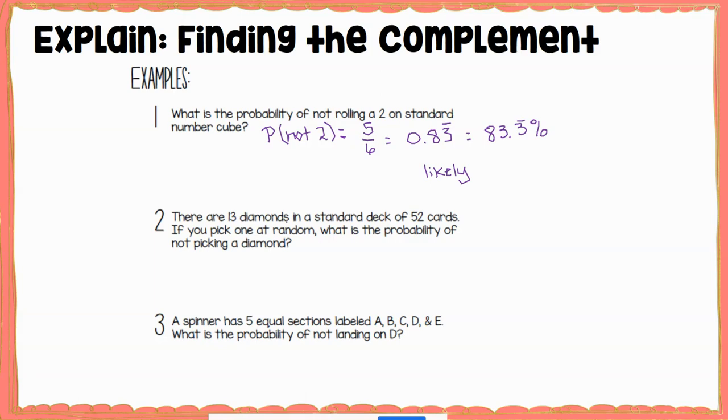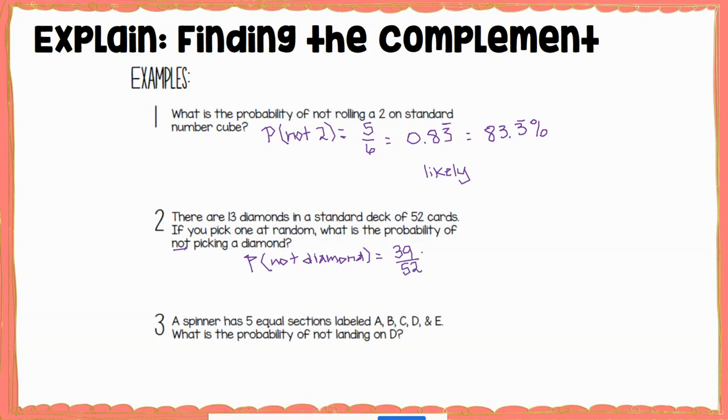Number 2 says there are 13 diamonds in a standard deck of 52 cards. If you pick one at random, what is the probability of not picking a diamond? So to figure out how many are not diamonds, you know that you have 52, but we don't want to look at the 13 that are diamonds. So we could do 52 minus 13, which would give us 39. So the probability of not choosing a diamond is that there are 39 cards that are not diamonds out of 52 total cards.